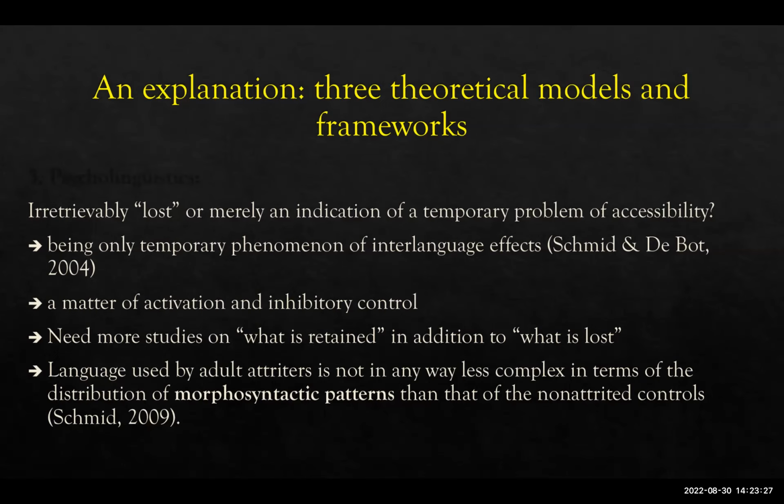Because they also show that language used by adult attritors is as complex in terms of full syntactic patterns as non-attrited ones. So basically they are saying that if I lose some aspect of my first language, I still have the ability, and even the advantage, to retrieve it and make it balanced again. So this framework thinks that attrition is caused by temporary interlingual effects, and it just takes time to control and master what we call the executive inhibitory mechanism. It means, because we have one conceptual base, we need to control whether we are in monolingual mode or bilingual mode.